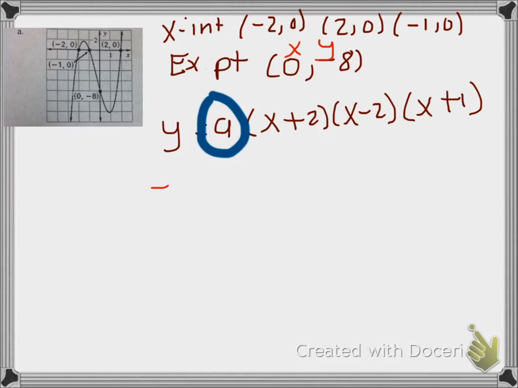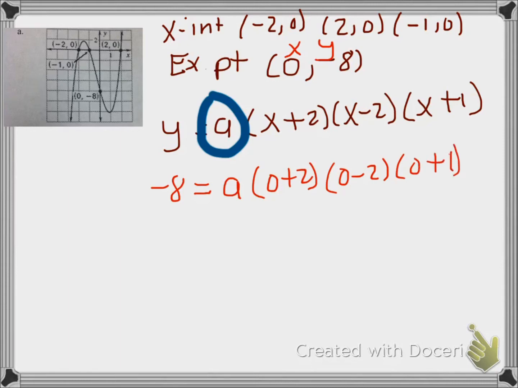So we're going to go ahead and substitute those values into the equation. So we have -8 equals the a that we're looking for, substitute a 0 for every x. Now, 0 plus 2 would be 2, 0 minus 2 would be -2, and 0 plus 1 would be 1. So you're just adding within each parentheses. So we have -8 equals a times 2, -2, and 1. So we're just going to stop there, just check, make an observation of what we just did, how we got the 2, -2. We're just adding within the parentheses.